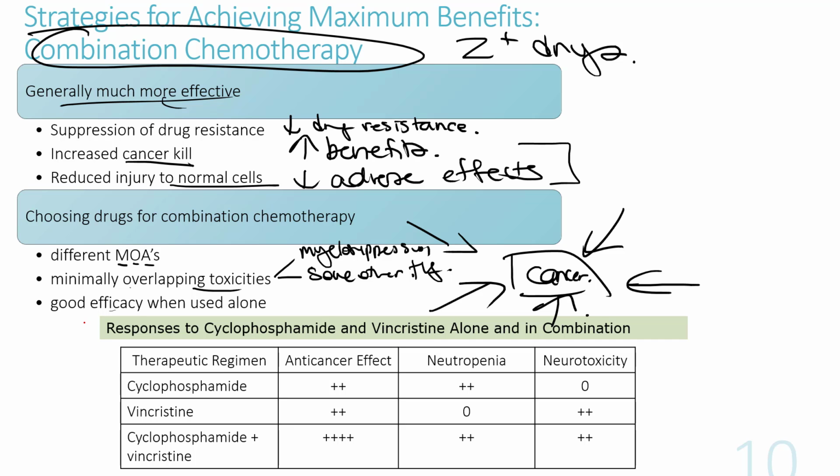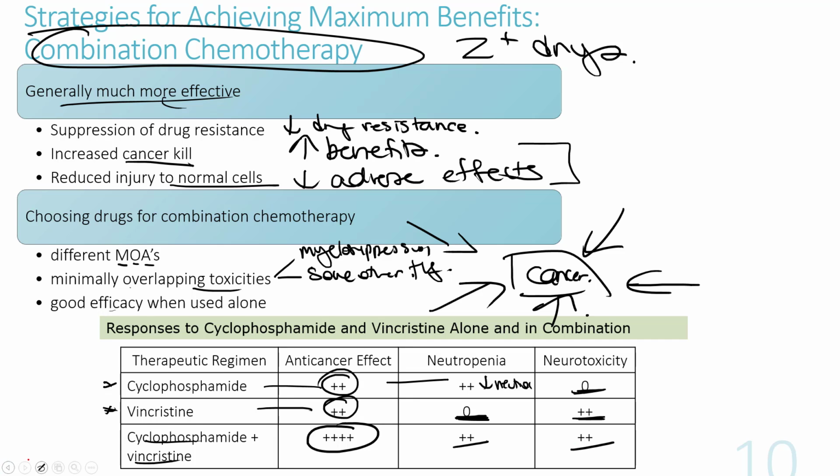So an example of that is actually listed below. So you've got these two drugs, cyclophosphamide and vincristine, right? They've got good therapeutic effects when used by themselves. Cyclophosphamide lowers neutrophil count, but has no effect on neurotoxicity, whereas vincristine has no effect on the neutrophils, but causes neurotoxicity. And so when you combine cyclophosphamide with vincristine, you can see the anti-cancer effect is additive, right? So you've got four pluses, and it somewhat lowers neutrophil counts and is somewhat neurotoxic, right?